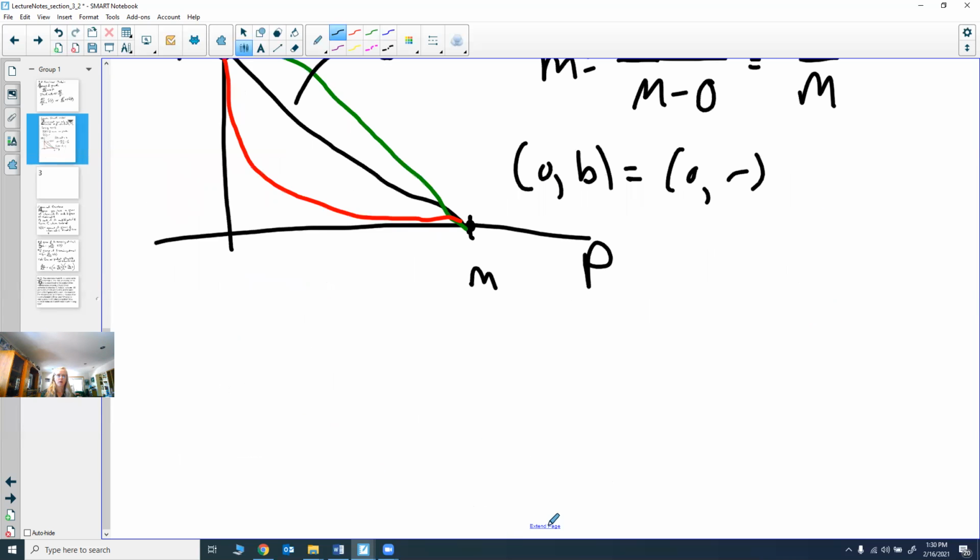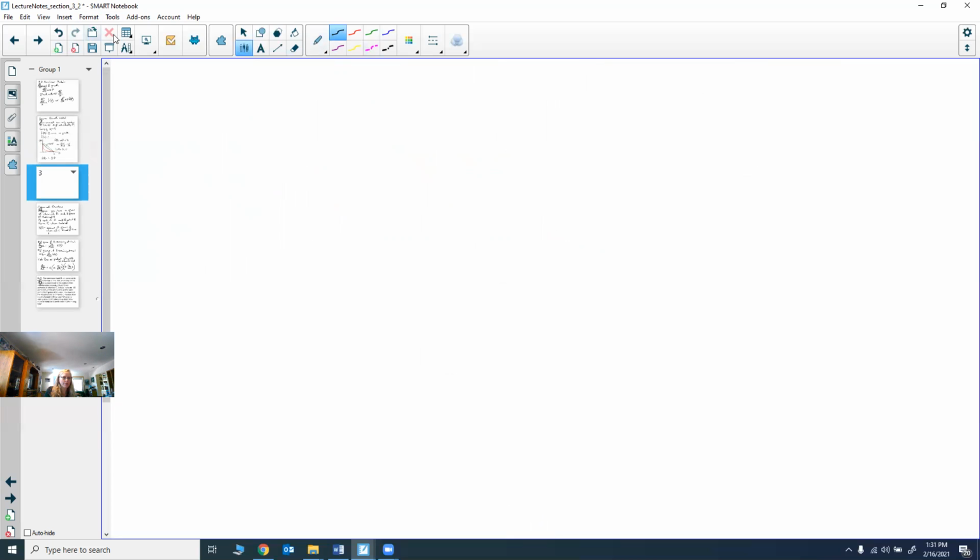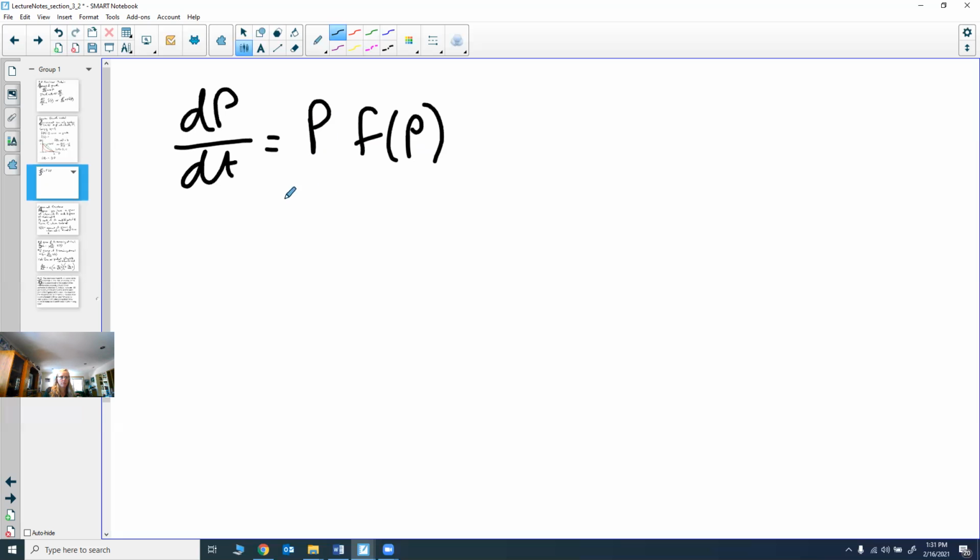All right, so now we can get our equation. F of P is going to equal my slope times P plus my y-intercept R. So R minus R over M times P. So there is your function. And from that, we can then get the differential equation. Now my differential equation would be that dP/dt is going to equal, remember, P times f of P. So this is going to be equal to P times my f of P, which we just came up with, R minus R over M times P.